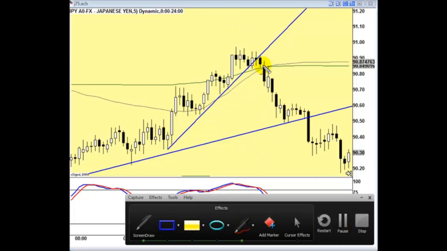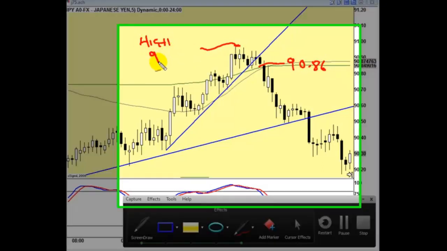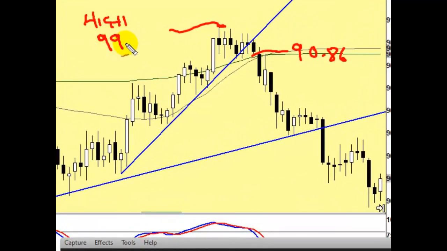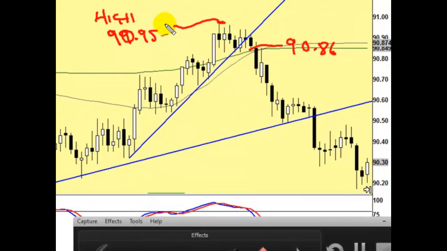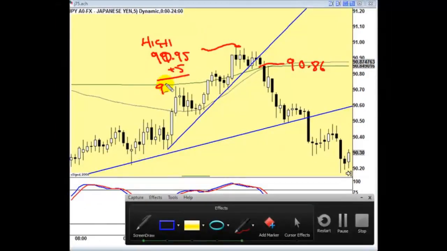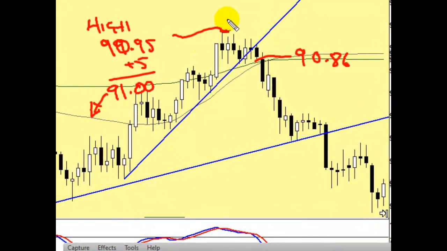Right, so let's have a look at this more closely. The entry price here is 90.86. The high is, I've forgotten what it was now, 90.95, I think it was. Now onto that, remember we want the stop loss to be 5 pips higher, so 90.95 plus 5 gives us 91.